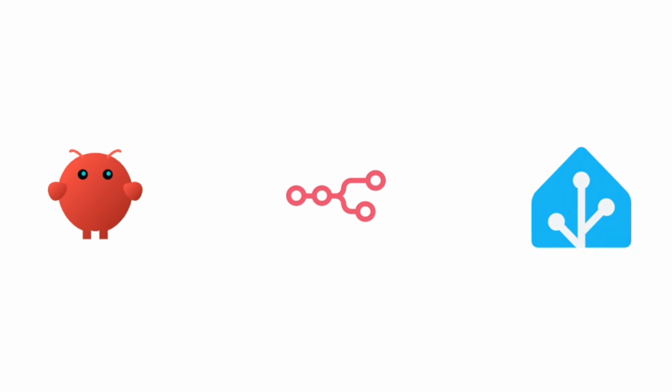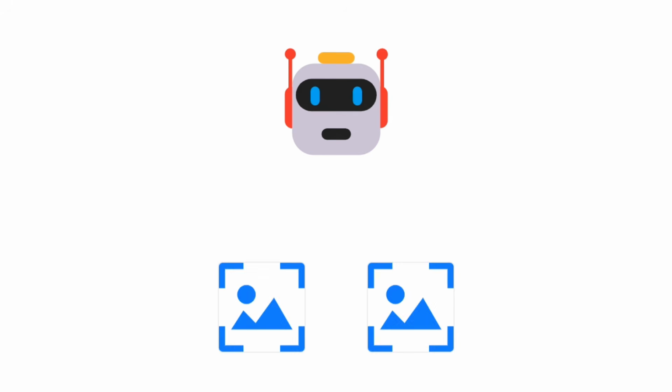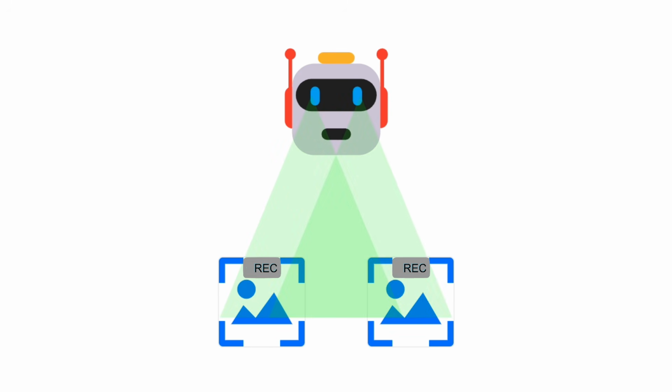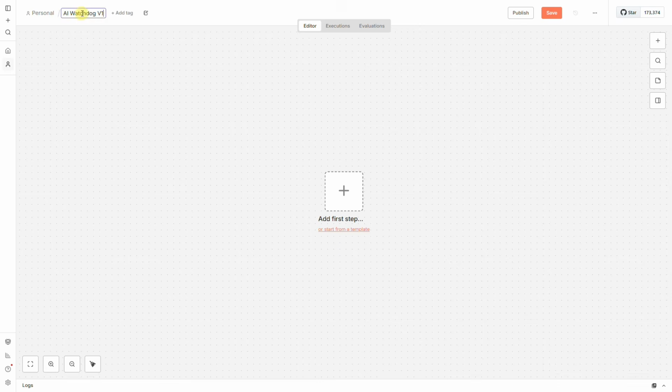In this video, I'll show you how to use OpenClaw, N8N, and Home Assistant all running in Docker, an isolated environment, to forge the ultimate AI watchdog for video surveillance. We'll start by building the logic in N8N.